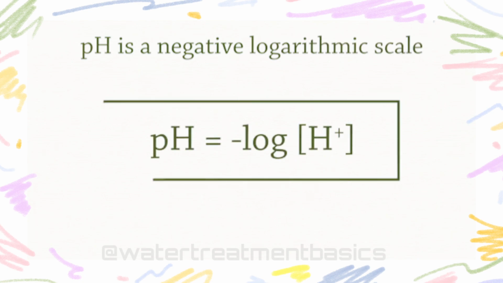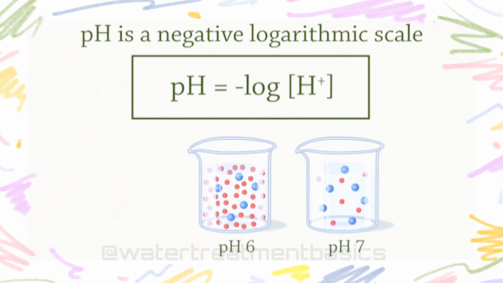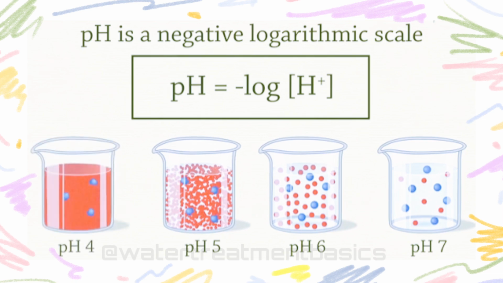Take another look at the formula for pH. Notice that because of the negative sign in front of the log, the pH decreases as the concentration of H+ increases. And because the scale is log base 10, each difference in pH represents a 10-fold difference in the concentration of H+ ions. A substance with pH 6 has 10 times more hydrogen ions than water has with a pH of 7. A substance with pH 5 has 100 times more H+ ions than pH 7. pH 4 has 1,000 times more H+ ions, and so on.